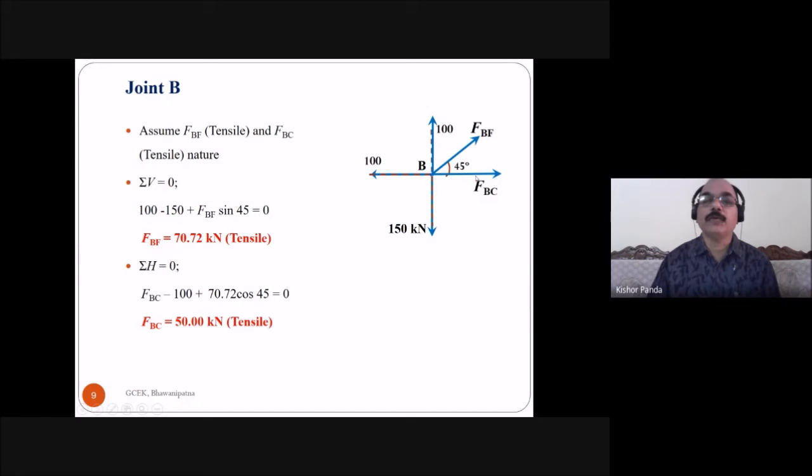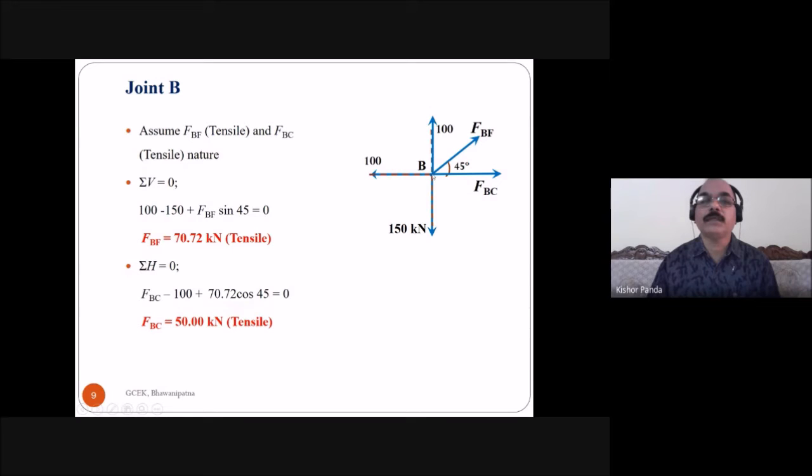Here also you have to assume the nature of the forces FBC and FBF. Assume the nature of the force FBC is tensile, and the nature of the force FBF is tensile. Both are tensile in nature. Again, you apply the equilibrium equations: the summation of vertical forces is equal to 0 and the summation of horizontal forces is equal to 0. First you apply the summation of vertical forces equal to 0.